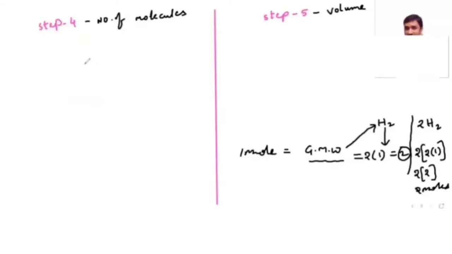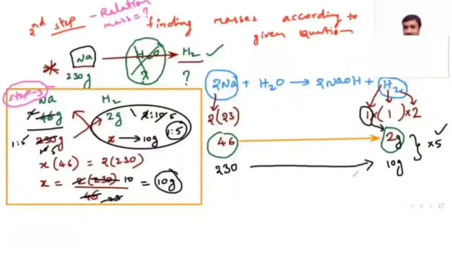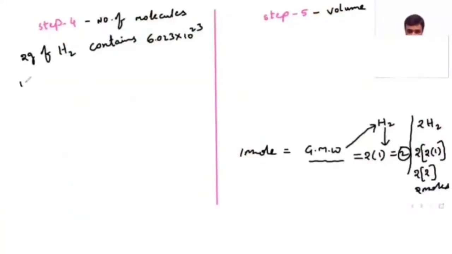So here what to do? Simple, we will follow the same relation according to the original equation. How many grams do you have in your original equation? 2 grams. Gram molecular weight without coefficient. So 2 grams of hydrogen contains what? Avogadro number of molecules, 6.023 into 10 to the power of 23. Then what amount of hydrogen is produced here? 10 grams. Our product is 10 grams. So 10 grams of hydrogen contains dash number of molecules.